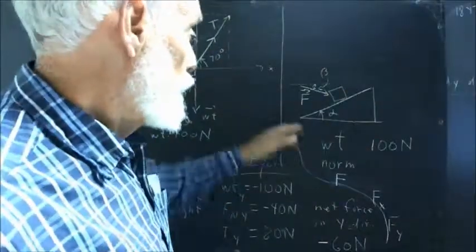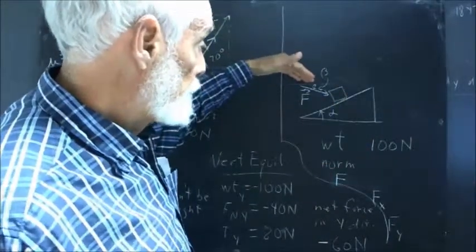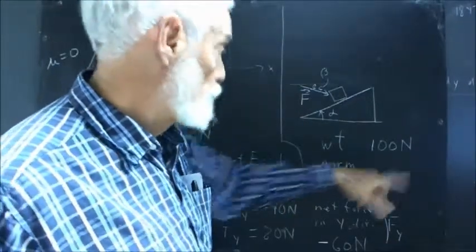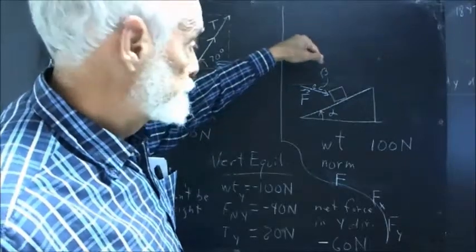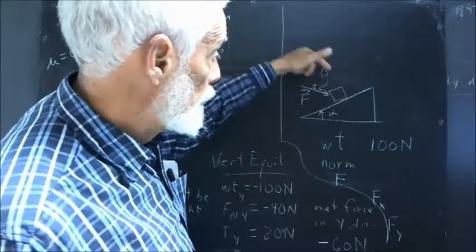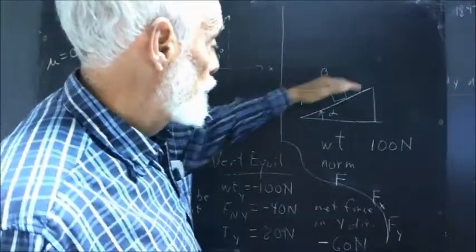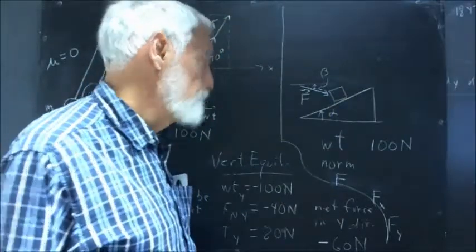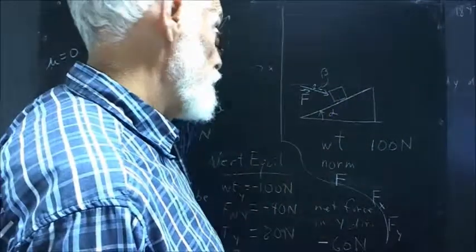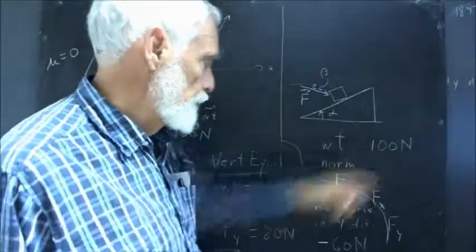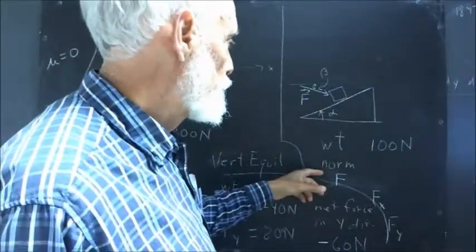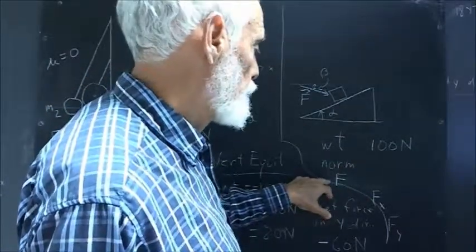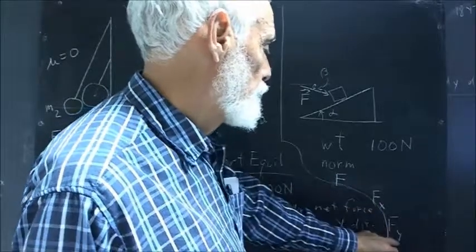The other situation is an object on an incline. The object has a mass, and say the weight is 100 newtons. Again, we have a force exerted at angle beta with respect to the horizontal, and we have an angle alpha of the incline, and we want to estimate these forces. So we say, okay, the weight is 100 newtons. What is the normal force? What is the force F? What is Fx? What is Fy?